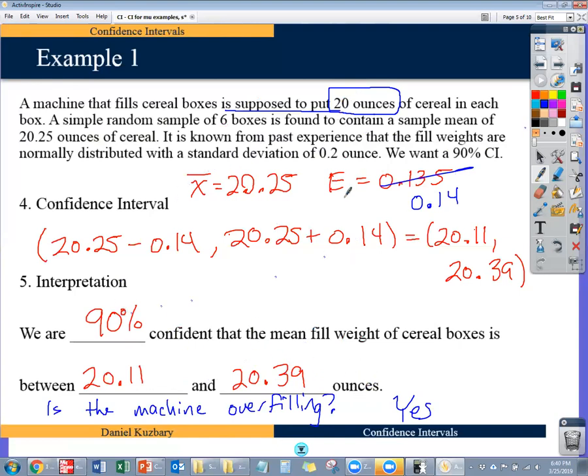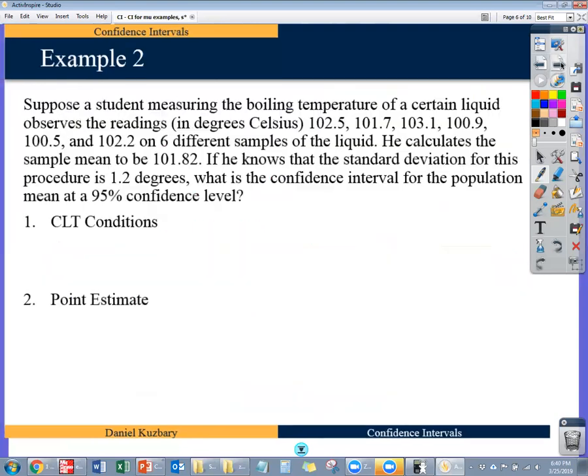90% sure. So that's kind of a helpful example of when you would want to use this. And then you have the confidence interval as well.